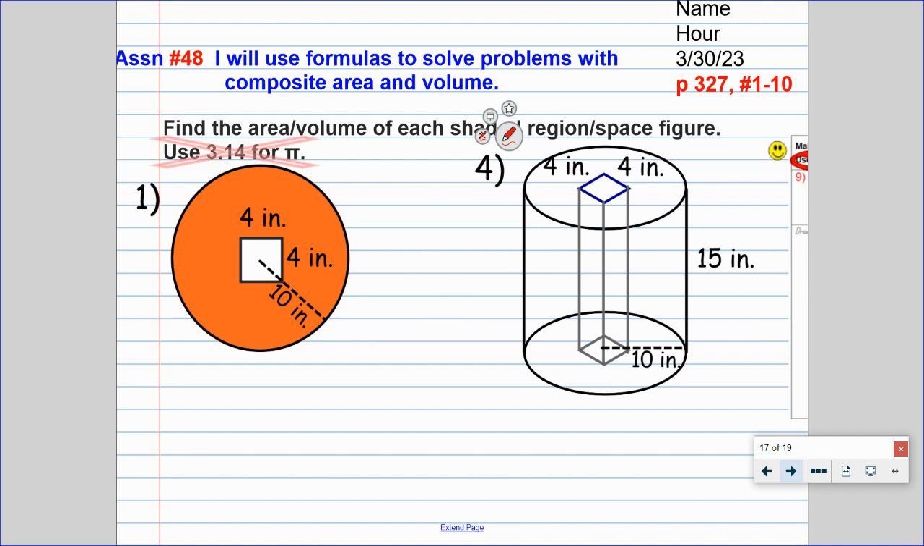These are the best renditions I could come up with. Your book has much better pictures, in my opinion. Let's take a look at number 1 and number 4 together. Now, number 1, we clearly are trying to paint an area orange. We have a circle as the big shape, a square in the middle, and since we do not want the square, we're going to go ahead and subtract. All right, that's the first step.